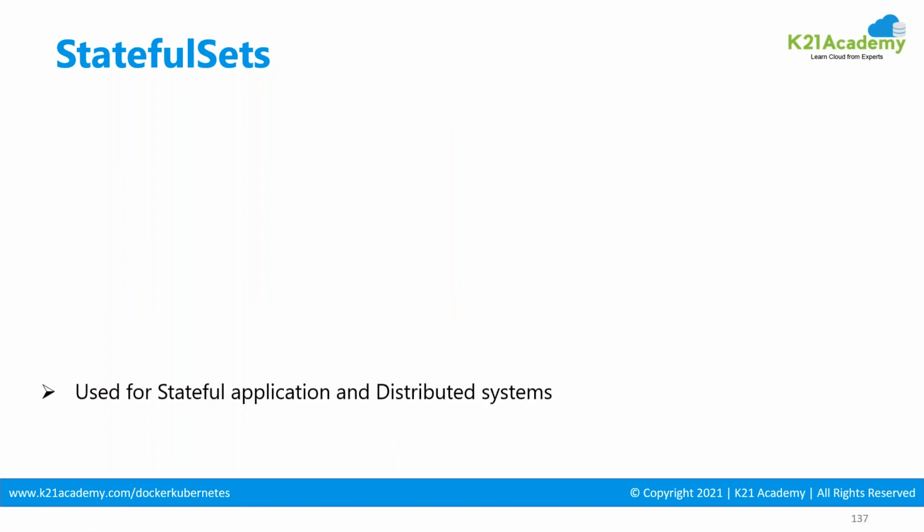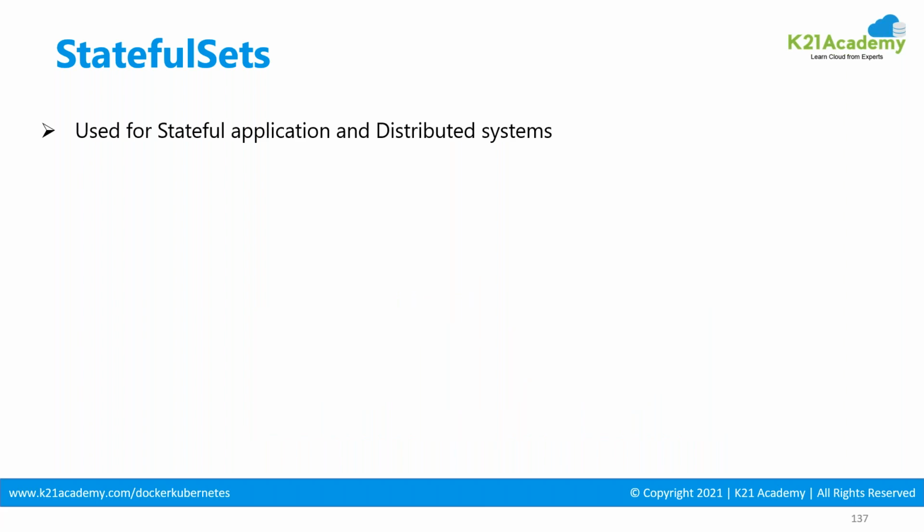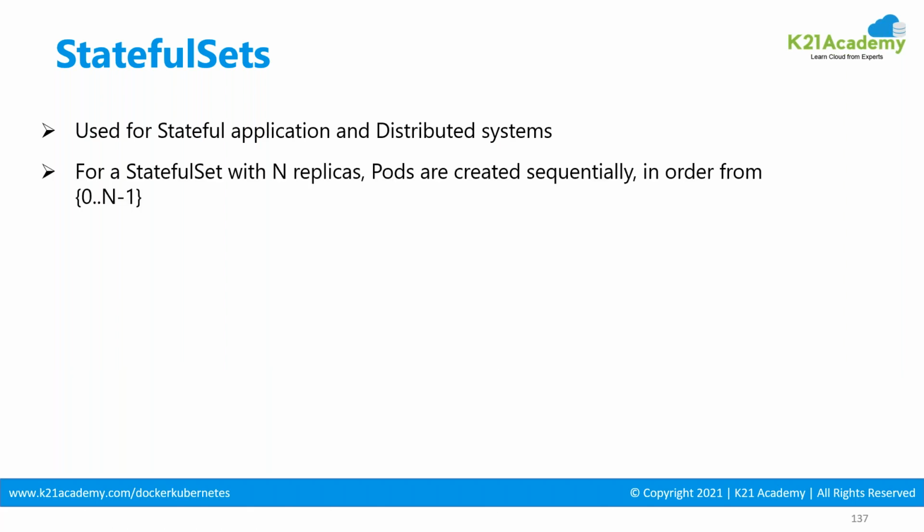So what is a stateful set now? It is used for stateful applications and distributed systems like databases. For a stateful set with n replicas, pods are created sequentially in order from 0 to n-1. What is the meaning of that? If you want 4 pods, the first pod's name will be 0, then 1, 2, and 3. That's why it is n-1.